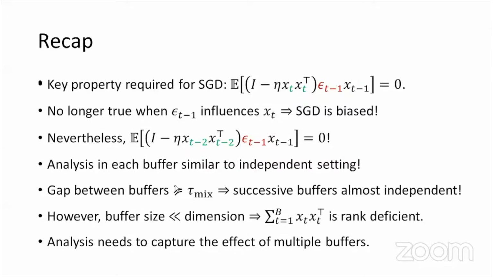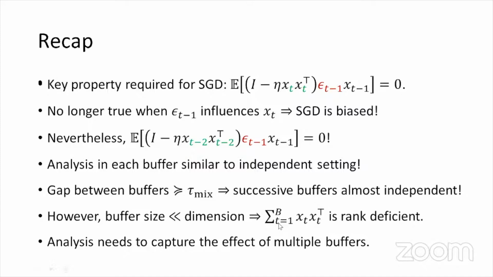And this is also what makes it challenging, because the buffer size is not large enough that the covariance matrix within each buffer by itself can approximate the entire covariance matrix of the distribution. Because B can be much smaller than the dimension, and in that case, this matrix can never be full rank. Whereas all the algorithm is seeing is only examples in a single buffer at any given point of time.